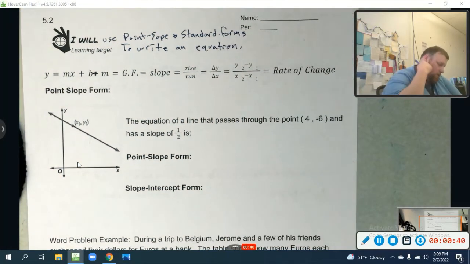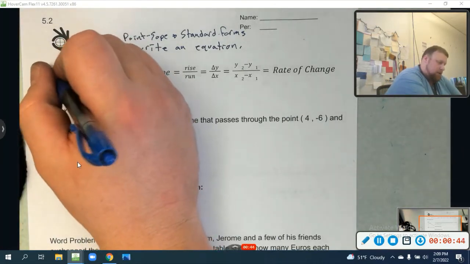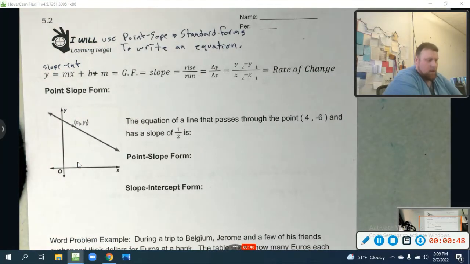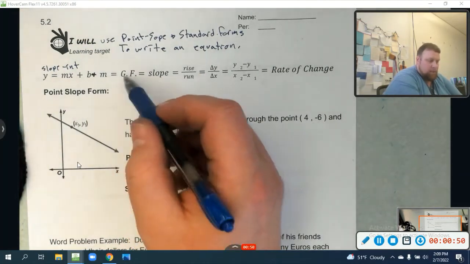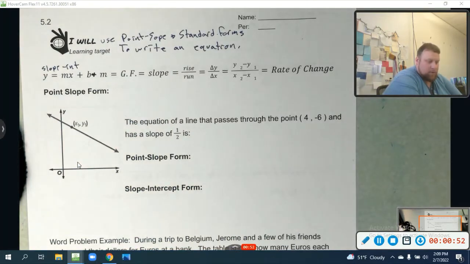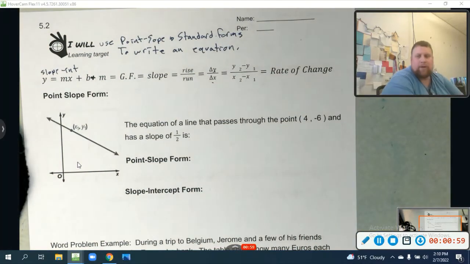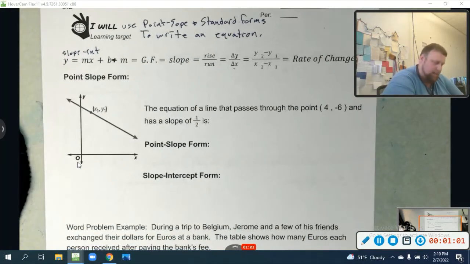So for y equals mx plus b, and this is, by the way, slope-intercept form, we know that our slope, m, is equal to our growth factor, which is our rise over run, change in y over change in x, y2 minus y1 over x2 minus x1, which is our rate of change. All good stuff that you'll need today.